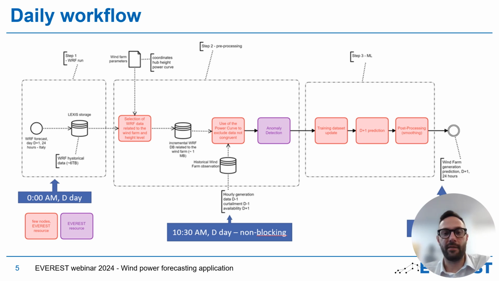This module is developed by USI inside the EVEREST project. It implements a machine learning algorithm to detect and discard bad samples. And the third and last step exploits the cleaned dataset to train the machine learning algorithm, and finally to predict the hourly generation of the day ahead, based on the WRF prediction of the same day.